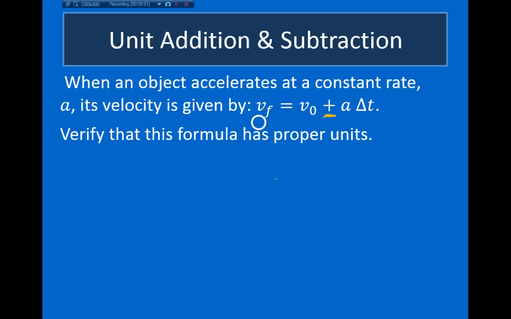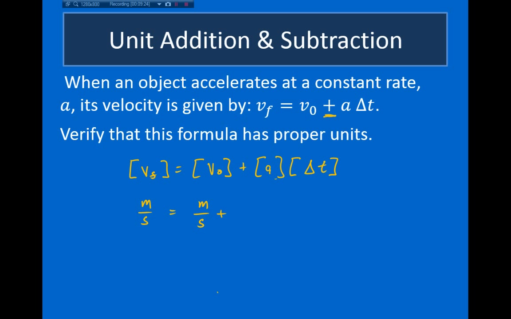So remember that v, velocity, has units of meters per second, right? It's the speed of something. It's how quickly it's moving. So we have v final is equal to the units of v initial plus the units of a times the units of delta t. So here we have meters per second are equal to meters per second.